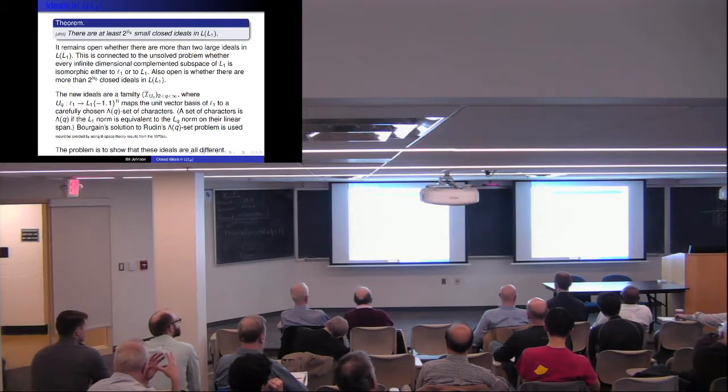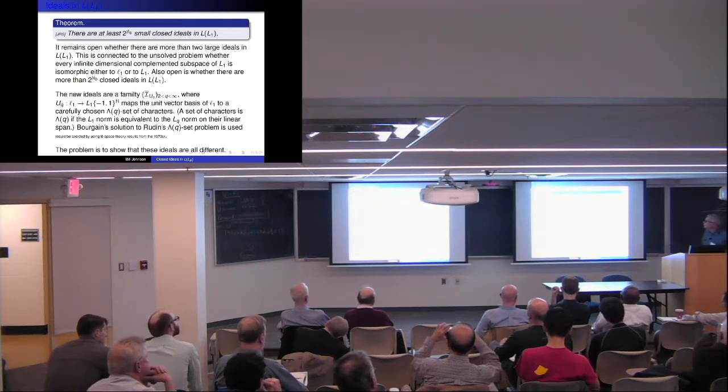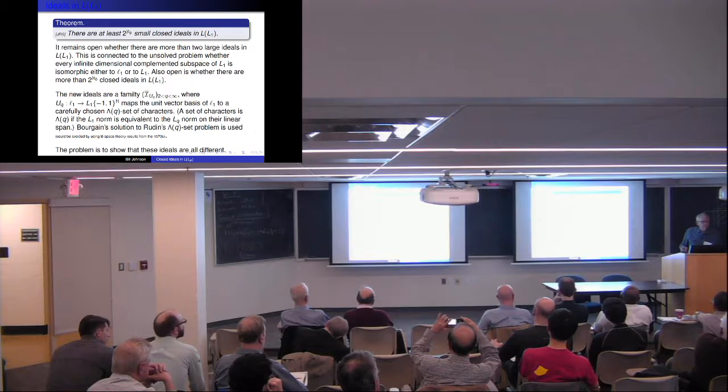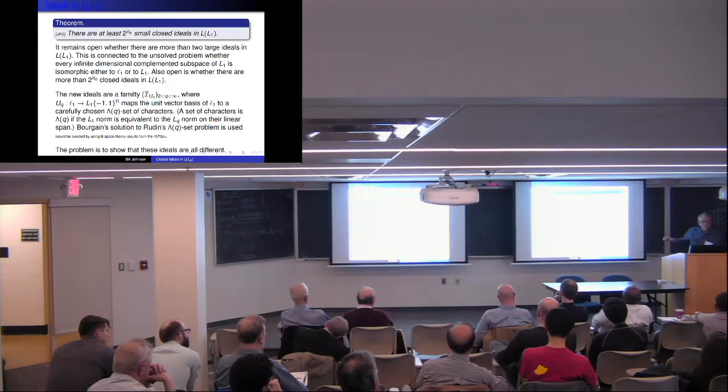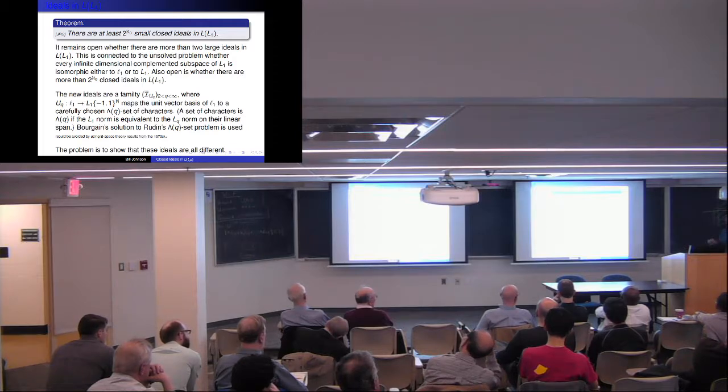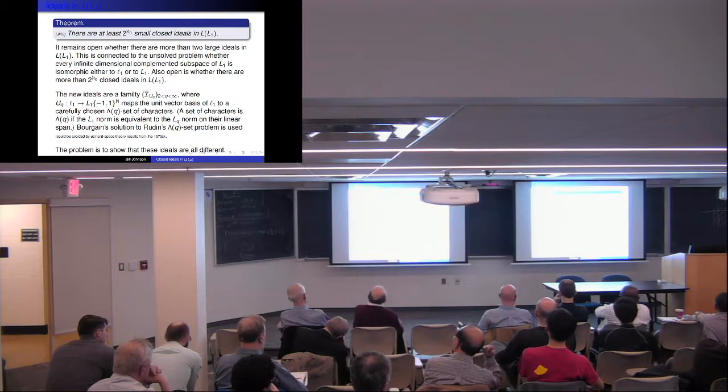Now, here we have uncountably many closed ideals, of course, but are they different? And the trick is to prove that they're different. If possible, at the end of the talk, I'll say a little bit about how you prove that the ideals are different, or a lemma for proving them.